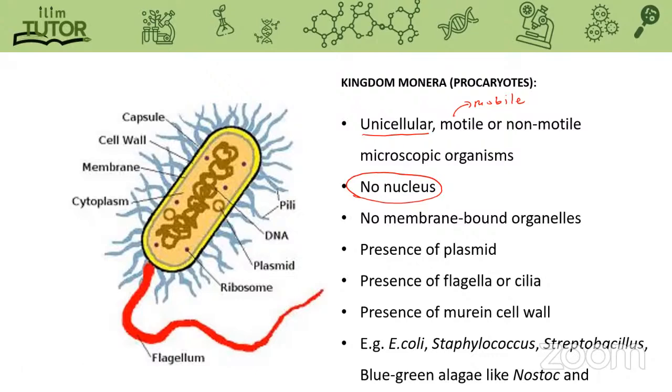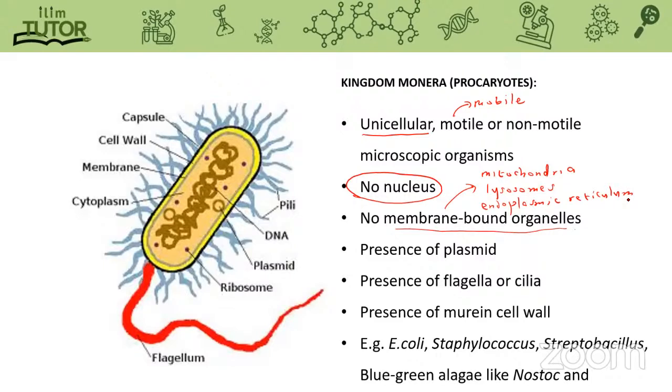Okay, so we look at other interesting features of the kingdom Monera. They lack membrane-bound organelles. And when we say that they lack membrane-bound organelles, what we really mean is that they do not have organelles like mitochondria. They do not have organelles like lysosomes. They don't have organelles like, let's say, endoplasmic reticulum. So any organelle that has a membrane is lacking in a typical prokaryote.